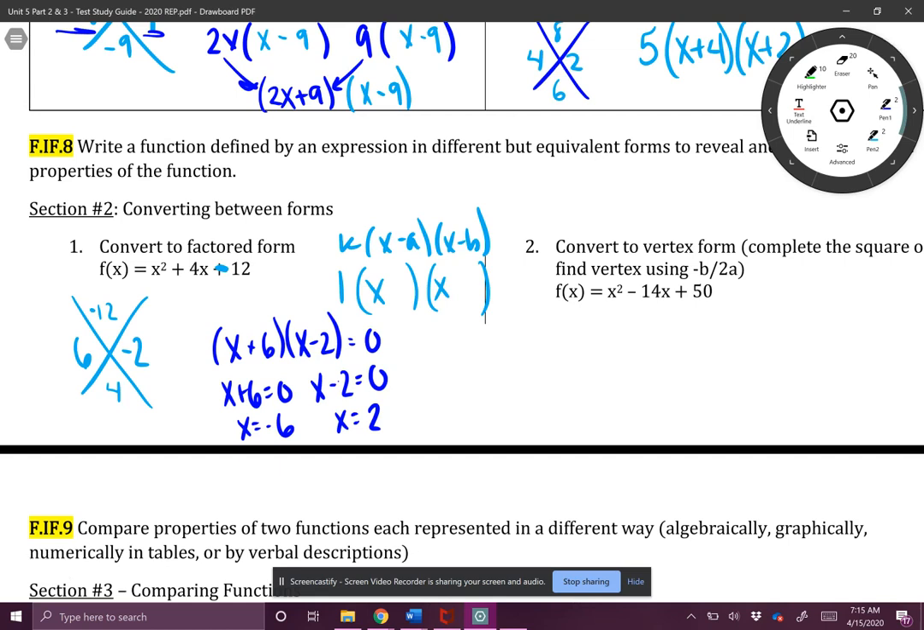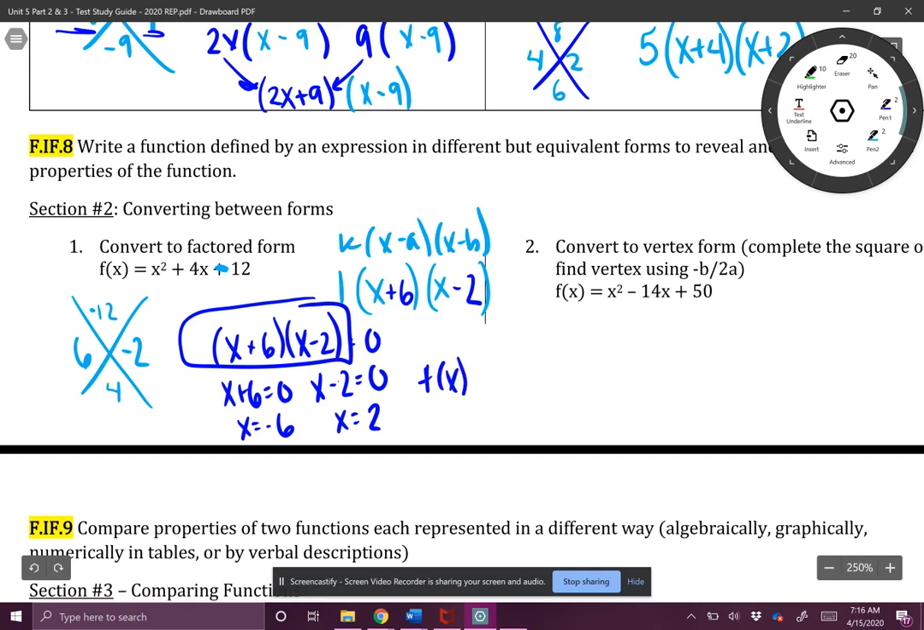So that's what we're going to substitute in here. X minus a negative 6 gives us x plus 6. X minus 2 would be x minus 2 here. And look, that's originally what we had here as well. So our final answer in factored form is f of x equals 1 times x plus 6 times x minus 2.